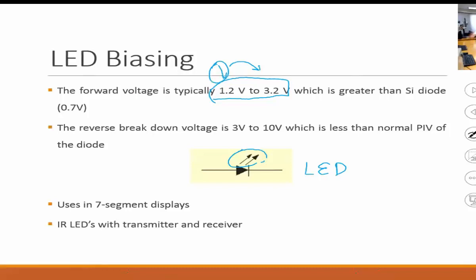And you can break these LEDs very easily. You can damage them very easily under reverse bias. That's why we need to be very careful in using these LEDs. For traditional diodes, the breakdown voltage is like 50 volts, 100 volts, so it's very hard to damage them. But these LEDs you can damage quite easily even if you put 3 to 10 volts under reverse bias.